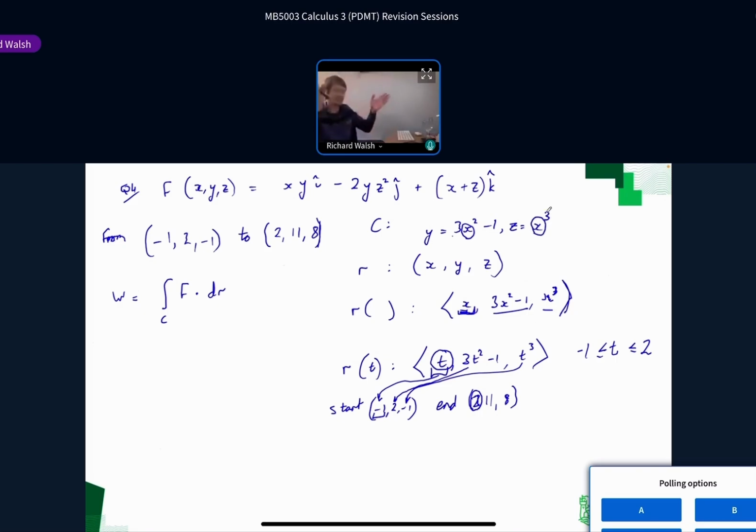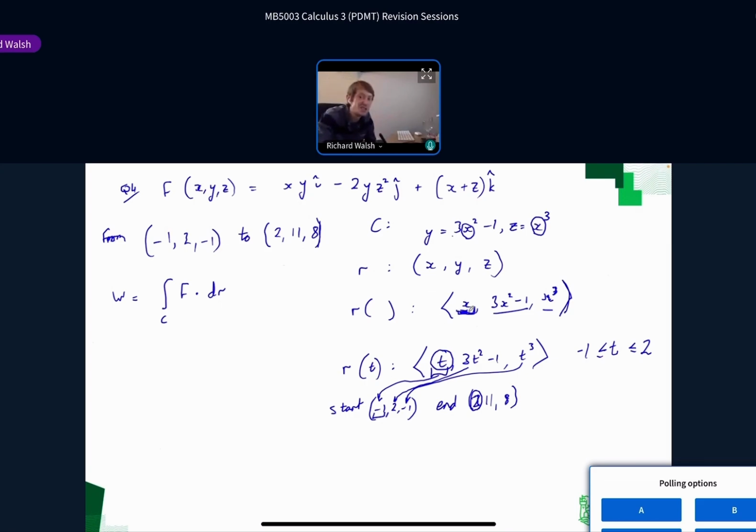So X is kind of like the basis, and then Y will be determined based on the value of X. So if X is 1, for example, Y will be 3 times 1 squared minus 1, and Z will be 1 cubed. If X is 2, Y will be 3 times 2 squared minus 1, Z is 2 cubed. If X is 4, Y equals 3 times 4 squared minus 1, and Z is 4 cubed. So X is the basis that we then generate Y and Z from.